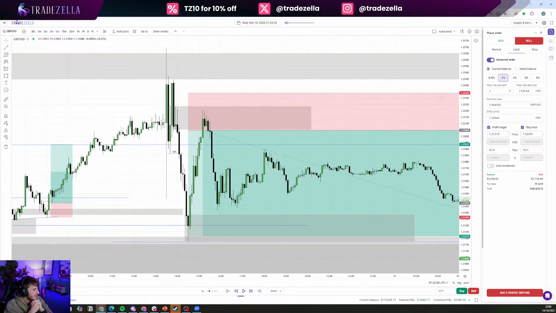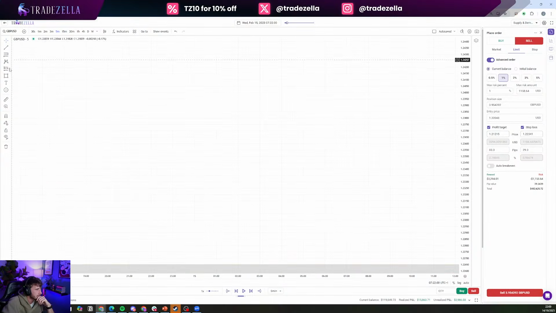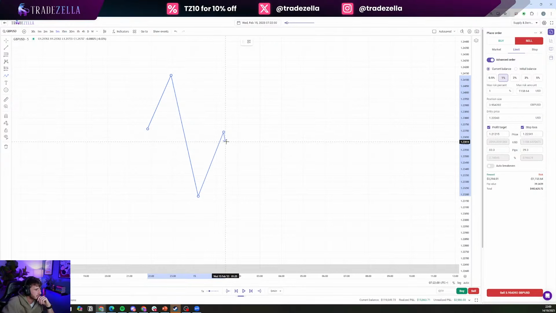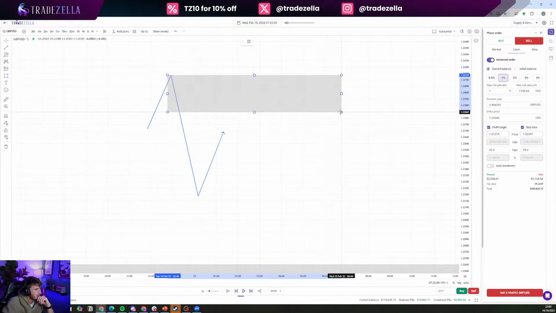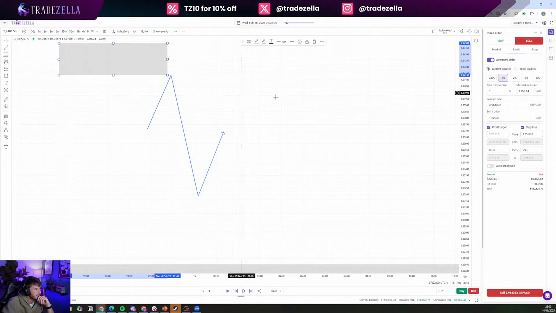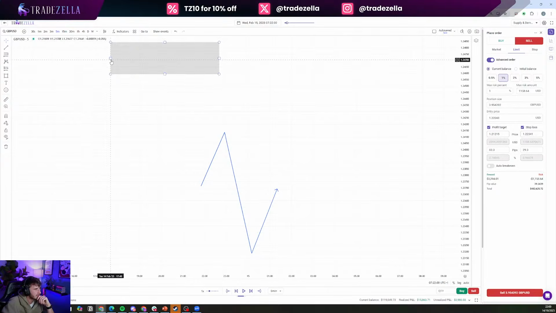How do you spot fake breaker structure? Good question. Let's have a look at this. We have this breaker structure here, but above this breaker structure, all the way up here, let's say, this is a breaker structure to the downside, but up here we have an area of supply that we're looking for price to come up to.